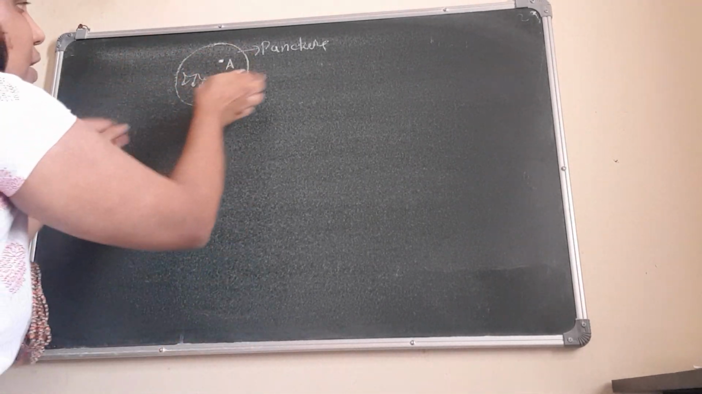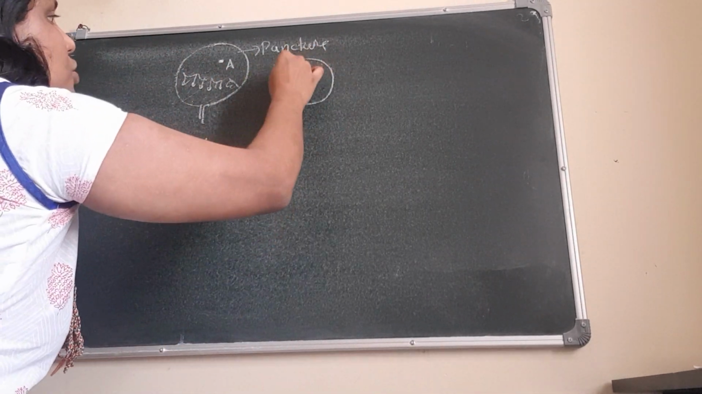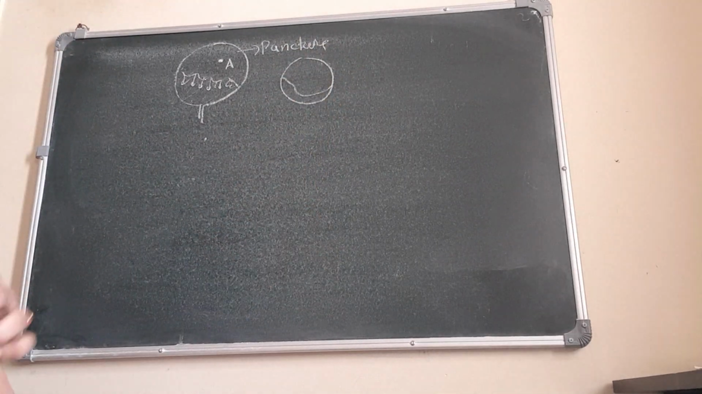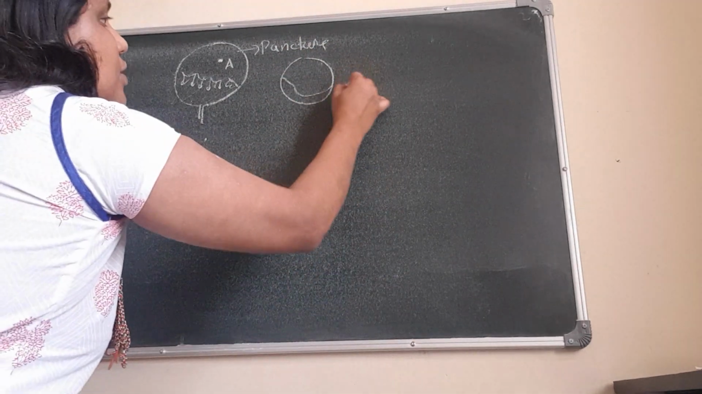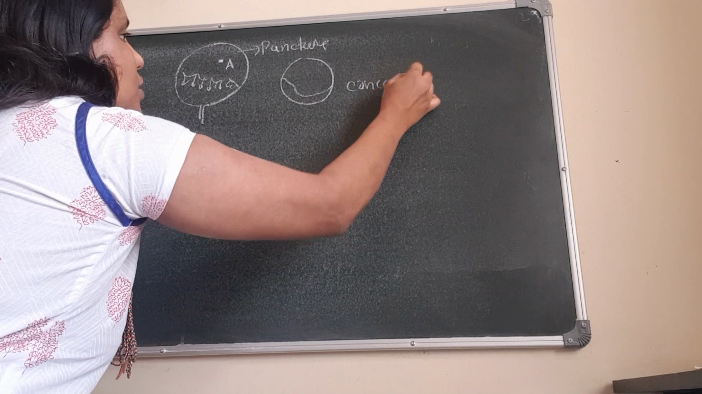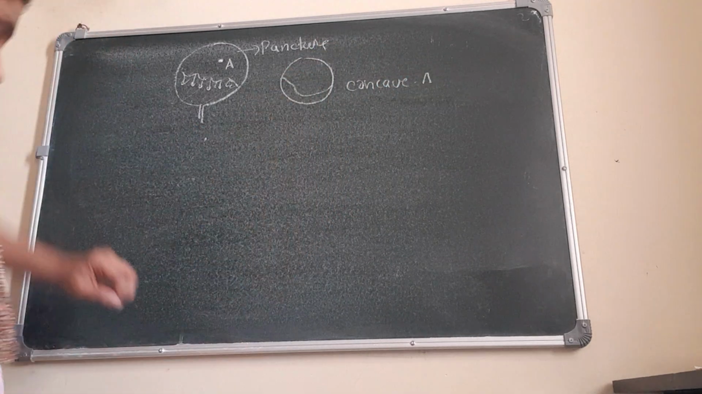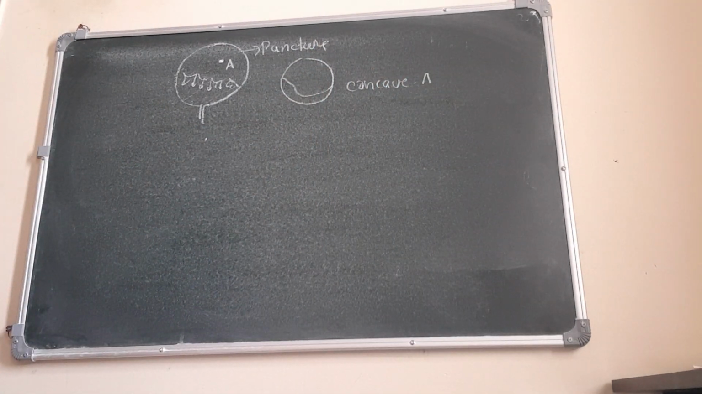So when they pull it inside, what will be the shape? The shape will be something like this. So it will become concave towards A. Towards A, it goes in. So on puncture, it becomes concave towards A. This is one conceptual question.